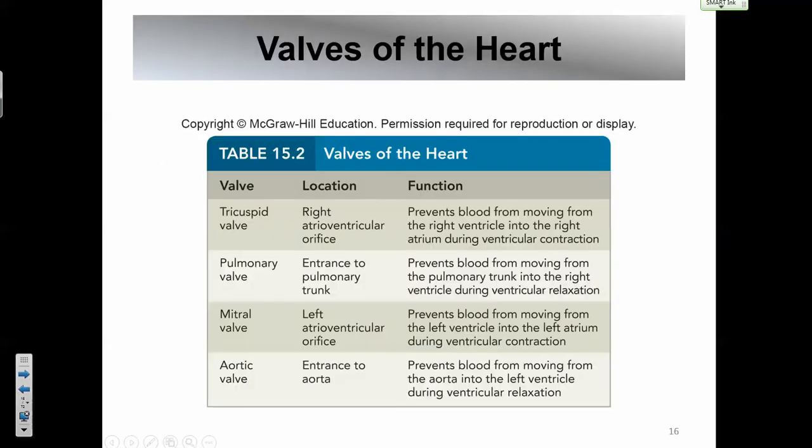But okay, so this explains the valves a little bit more for you on their locations, so just to help you out. You've got lots of tables in your book that just help condense your notes a little bit that are helpful. This isn't anything in addition to what I've already typed. It's just a repeat of it.